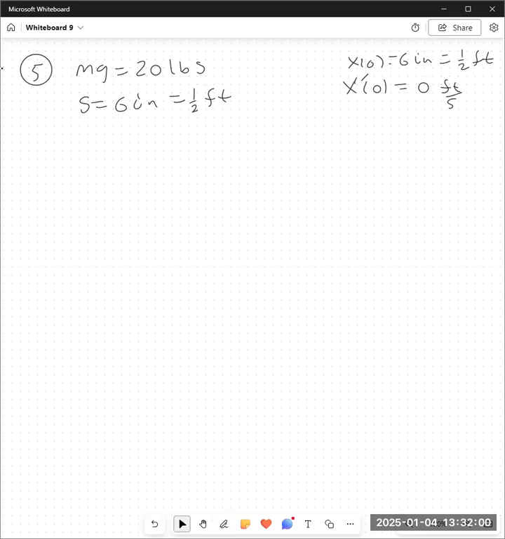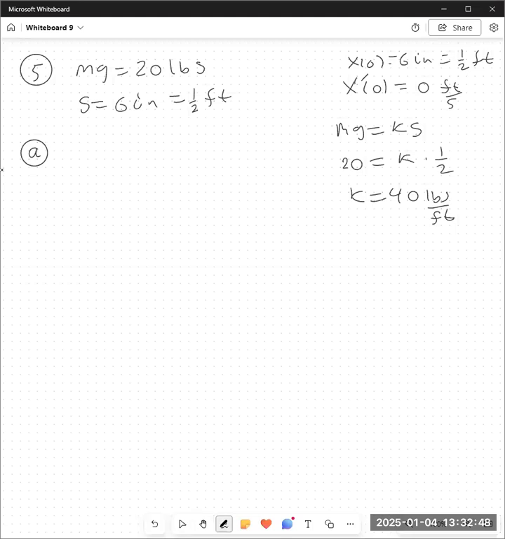Okay, and this is a multi-part question. So I'm going to tell you that I know I need to find mg equals ks at some point. So 20 equals k times 1/2, so k equals 40, and that's going to be pounds per foot. That's what k is. So part A asks me to find the position x at particular times, so I'm going to need to find my position equation.